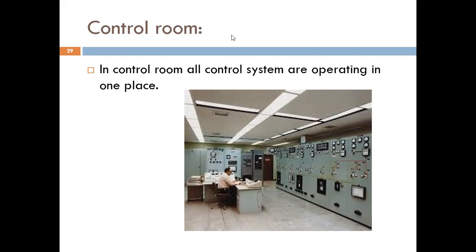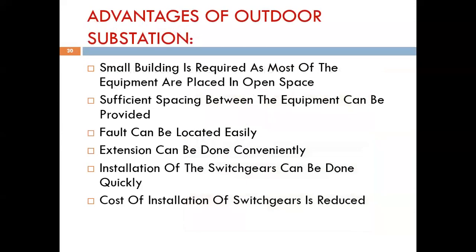You see the different control panels are there, and lots of equipment and components are connected to the control panel, such as the metering system: voltage, current, power, frequency. Then control switches, push button switches, indicating switches, circuit breaker systems, automatic and manual, all control systems are placed in this control room. Now the advantages of the substation.